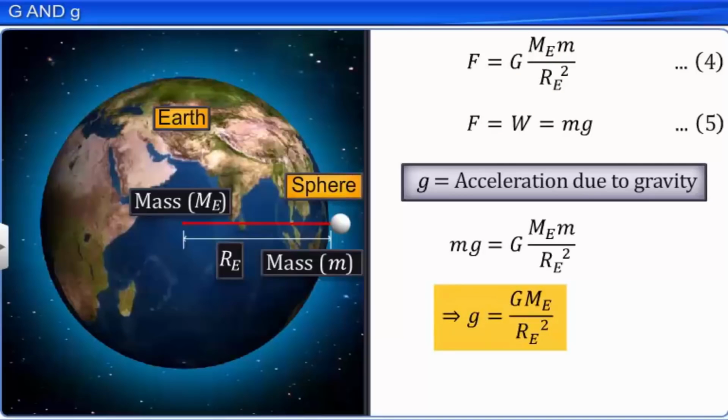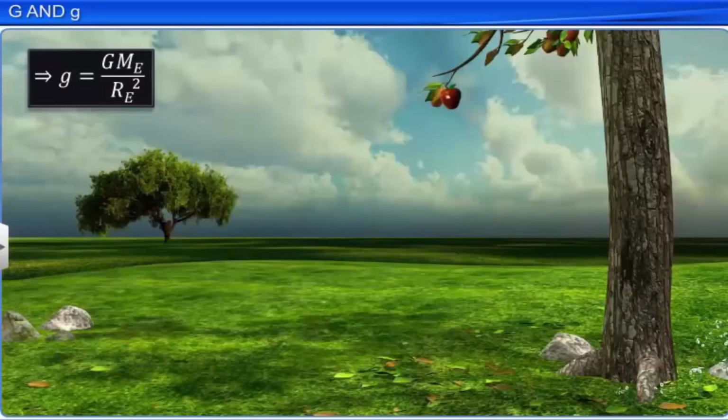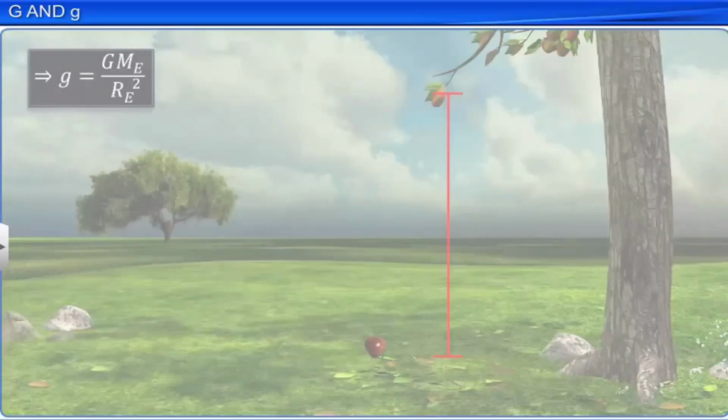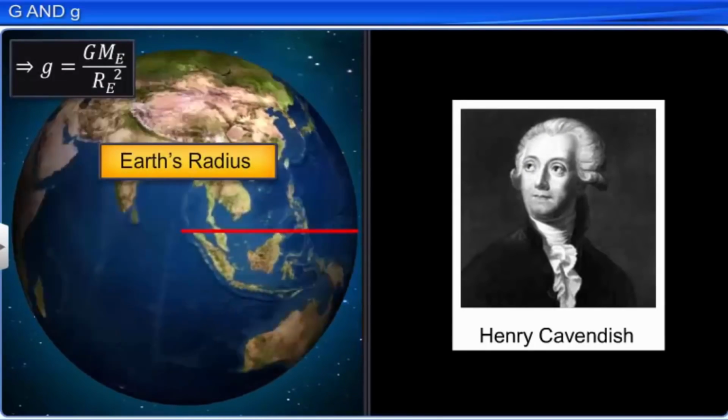To determine the value of g, we can perform simple activities like dropping a body from a known height and measuring the time taken to descend. Knowing the values of the radius of the Earth and the knowledge of the value of g enables one to measure the mass of the Earth.